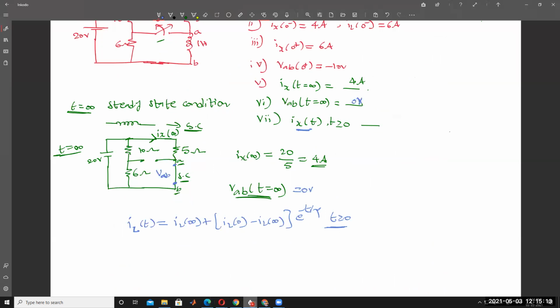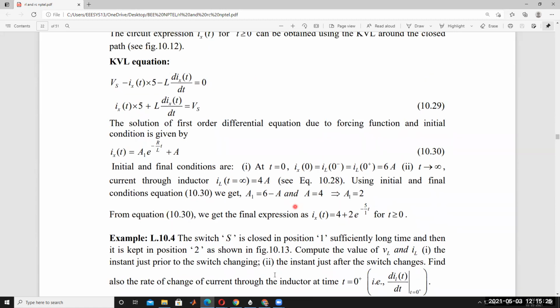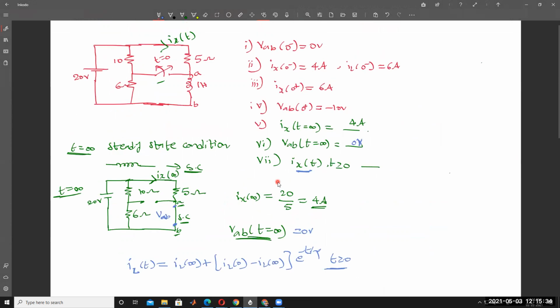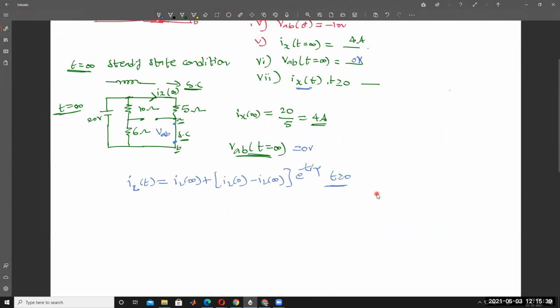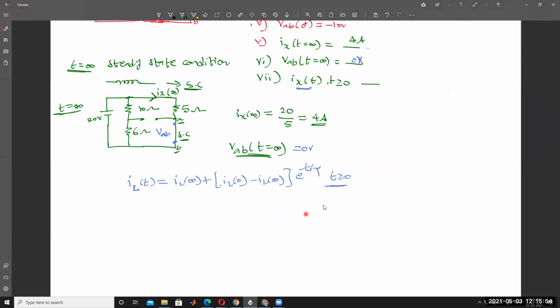So how? First find the time constant of the circuit after the switching action. The time constant of an RL circuit is nothing but L by R. Am I right? Here, first we need to find the time constant of the RL circuit.